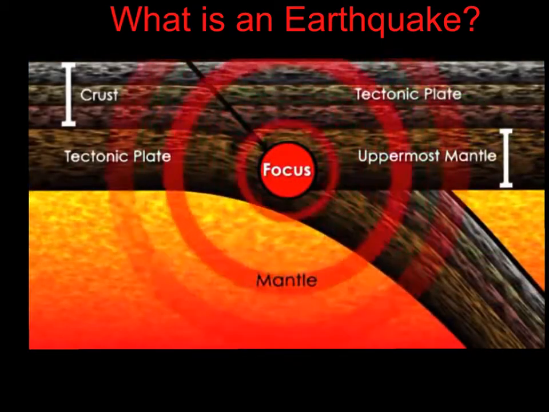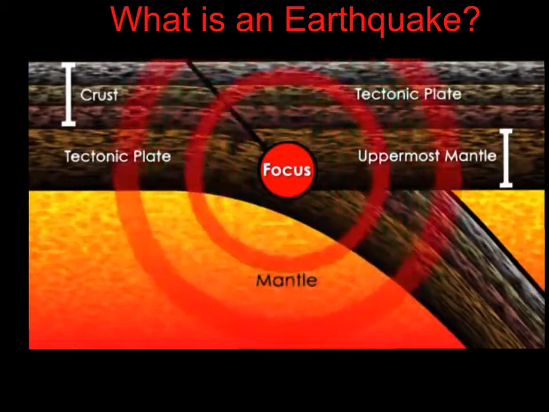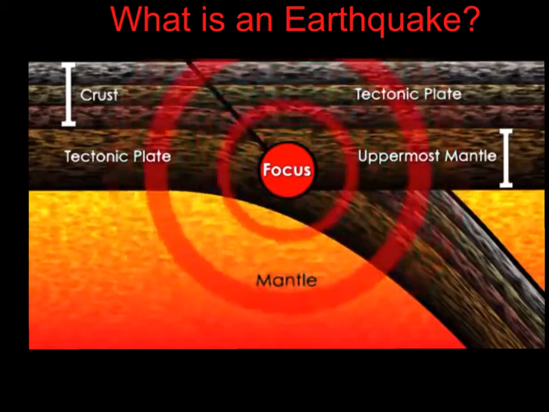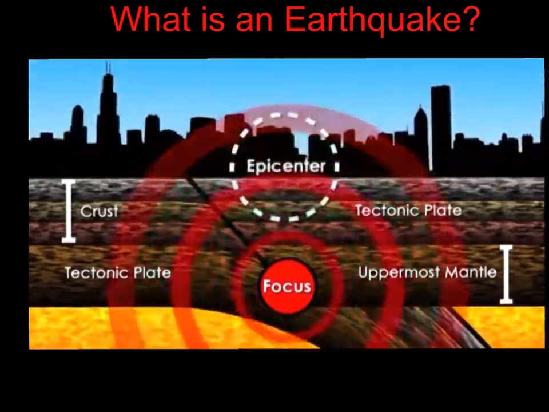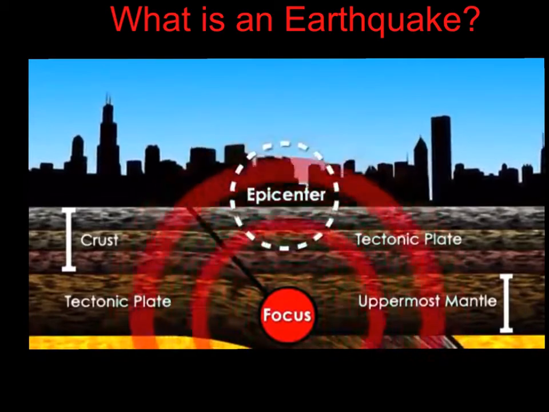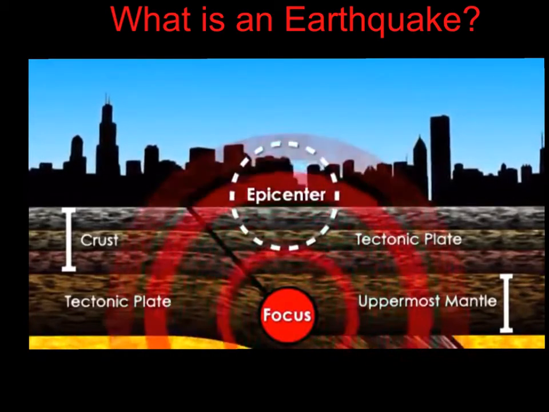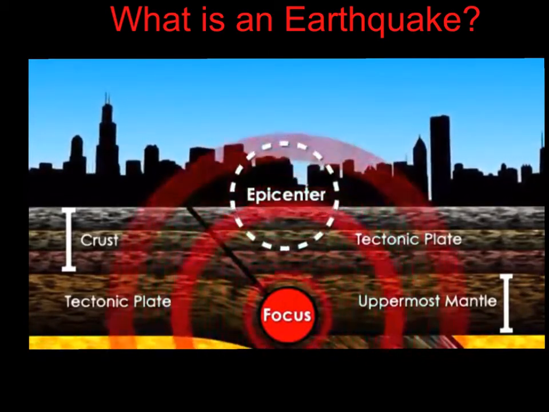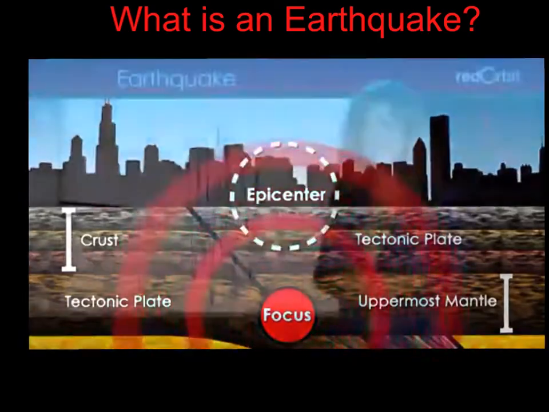The place where the earthquake is actually generated is often hundreds of feet below the surface, and is called the quake's focus. The point on the surface of the earth directly above the focus is called its epicenter, and usually is where the earthquake is the strongest and where most damage occurs.